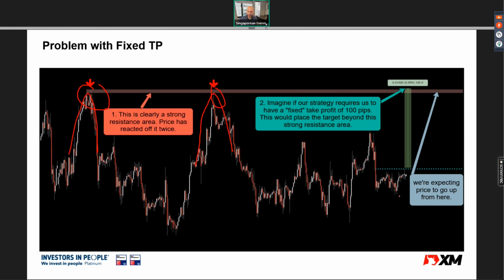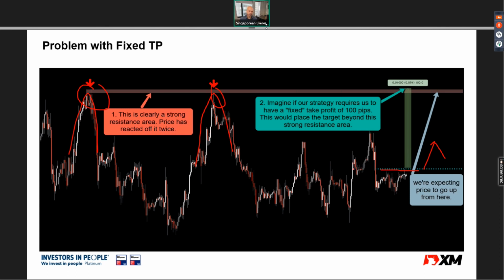So now let's just say we are in a scenario where price is trading around here. We are expecting a potential bullish breakout. We're expecting a bullish breakout, and because price has reacted off this level twice, we are identifying our take profit.